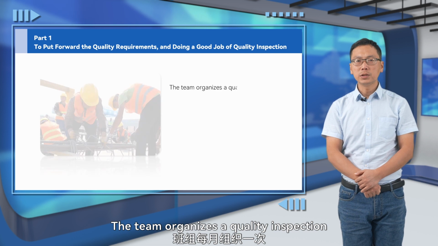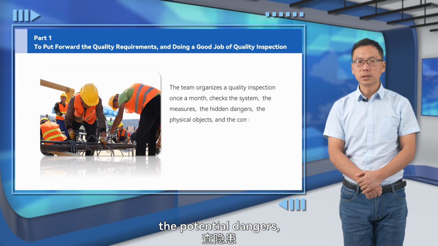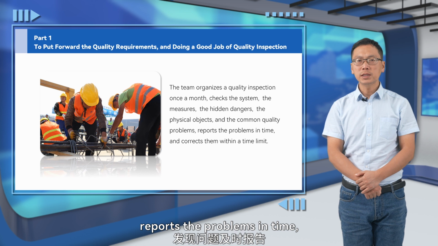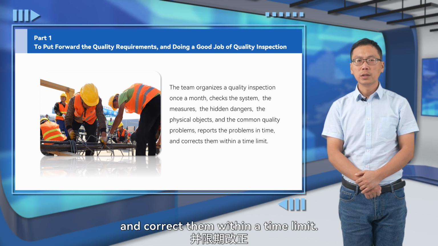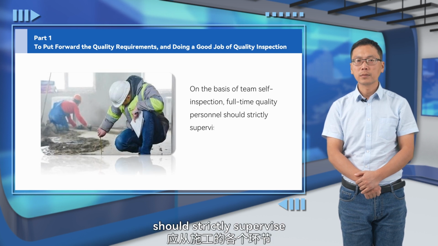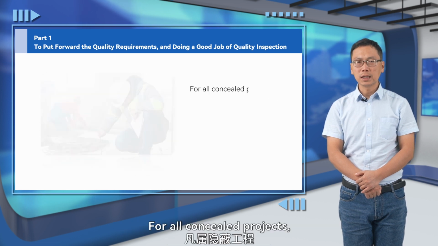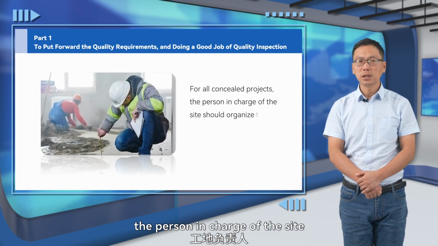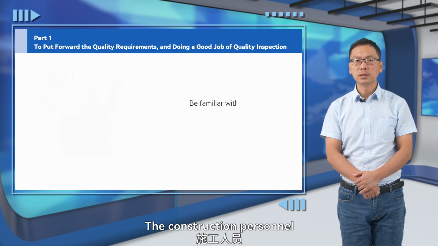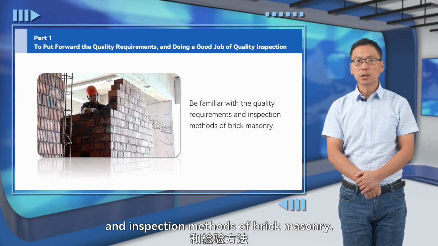The team organizes a quality inspection once a month, checks the system, the measures, the potential dangers, the physical objects, and the common quality problems, reports the problems in time, and corrects them within a time limit. On the basis of team self-inspection, a full-time quality personnel should strictly supervise and inspect all aspects of construction. For all concealed projects, the person in charge of the site should organize the inspection and fill in the records in a timely manner. The construction personnel should be familiar with the quality requirements and inspection methods of brick masonry.